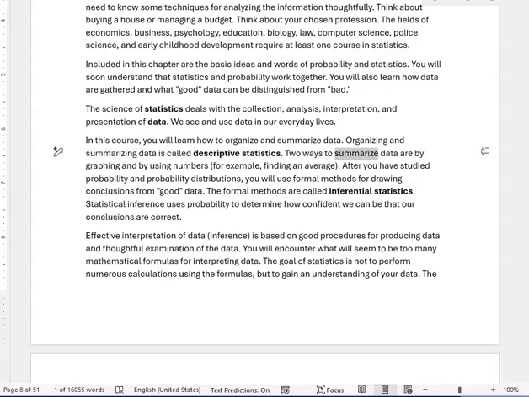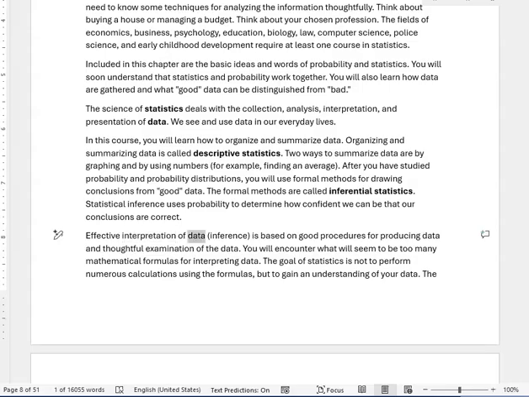Two ways to summarize data are by graphing and by using numbers, for example, finding an average. After you have studied probability and probability distributions, you will use formal methods for drawing conclusions from good data. The formal methods are called inferential statistics. Statistical inference uses probability to determine how confident we can be that our conclusions are correct.